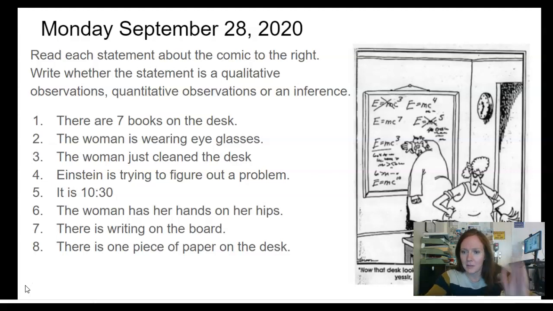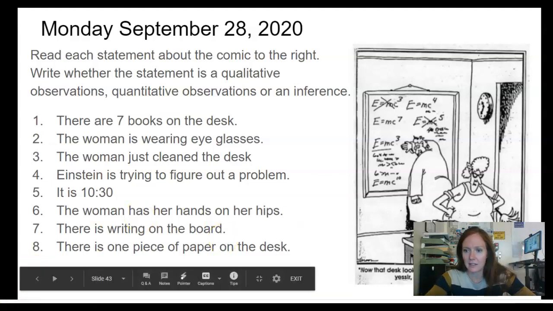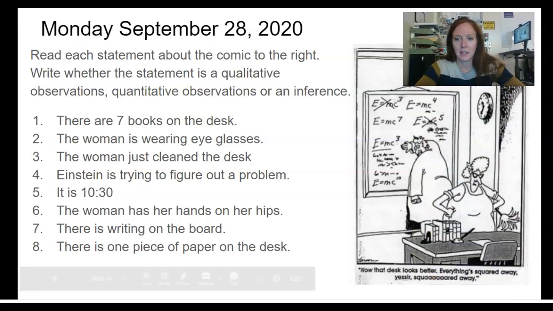What I want to start with is a little review. What you should be able to see here is, and I'm going to move myself, not sure if that works, a Far Side comic. And what I want you to do is pause the video and read each statement and say whether the statement is a qualitative observation, a quantitative observation, or an inference. So go ahead and do that now in your notebook and then come back to the video.